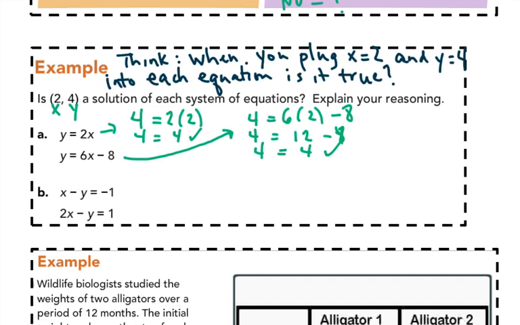So is this a solution? Yes, and remember when it says to explain, you use words. Yes, because (2, 4) works in both equations.